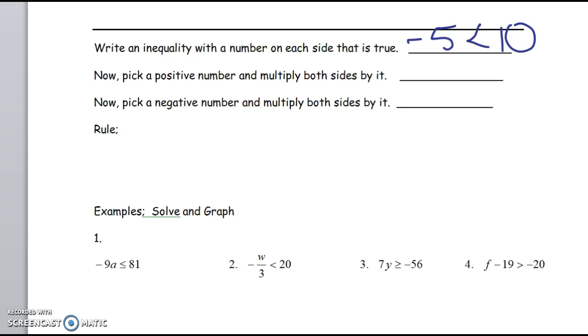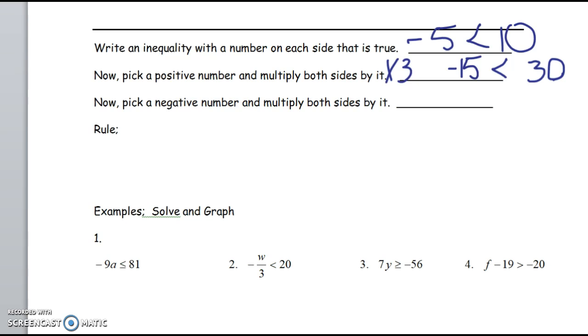I'm going to pick a positive number and multiply both sides by it. I'm going to pick +3. I'm going to multiply by 3. So I'm going to get -15 and +30. And my inequality still works. -15 is less than 30.